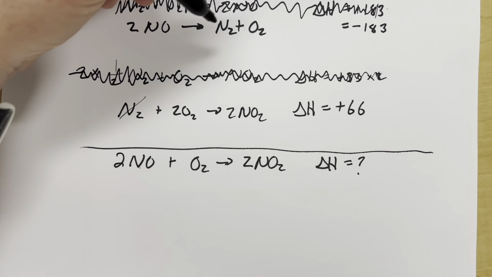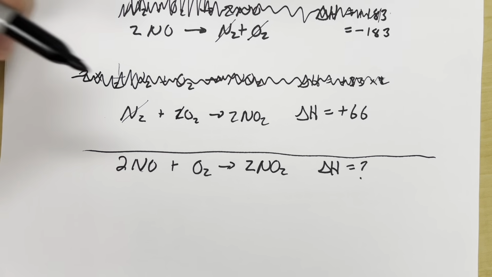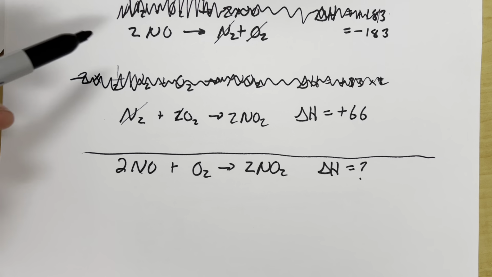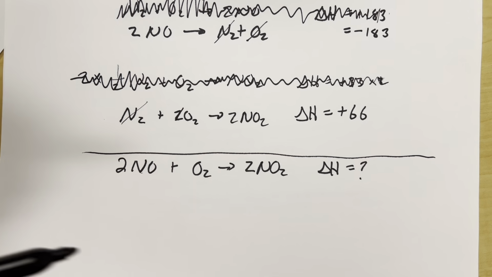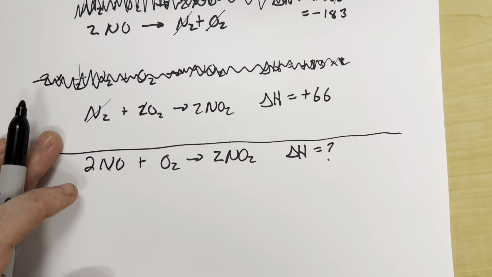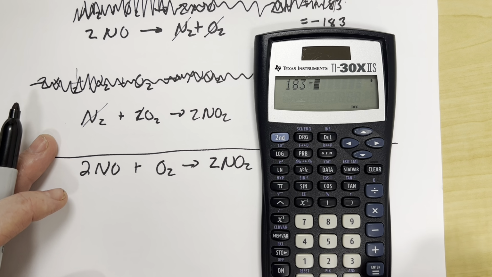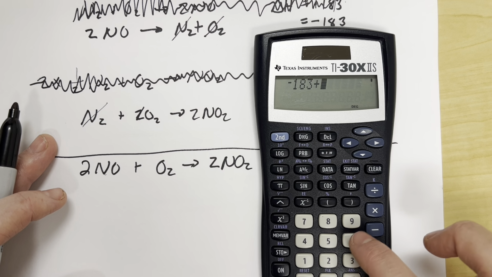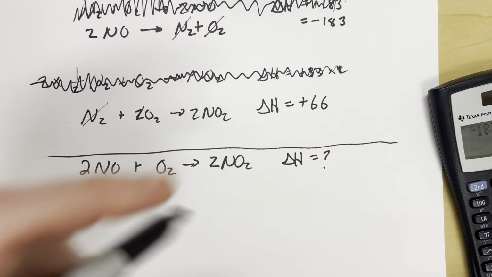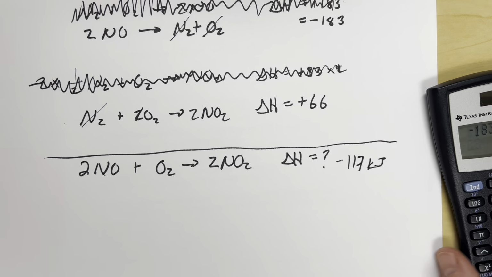our N2s can cancel. Our O2 here cancels with one of the O2s there. And we're left with 2 NO plus one of the O2s yielding 2 NO2. If we add these up, negative 183 plus 66, I get negative 117. And that would be our answer.